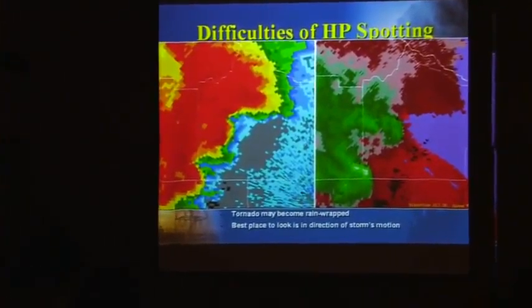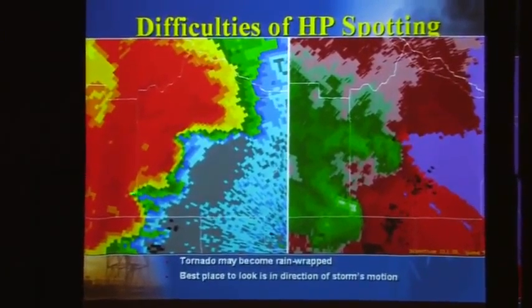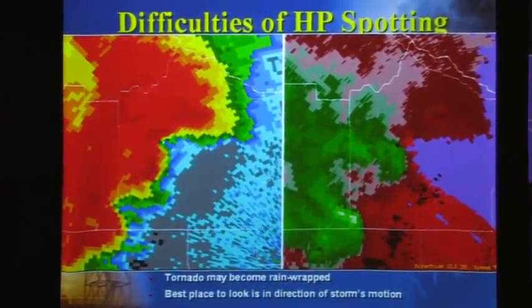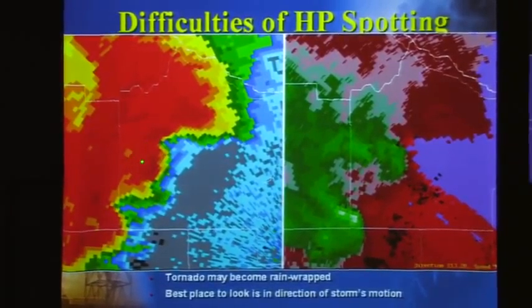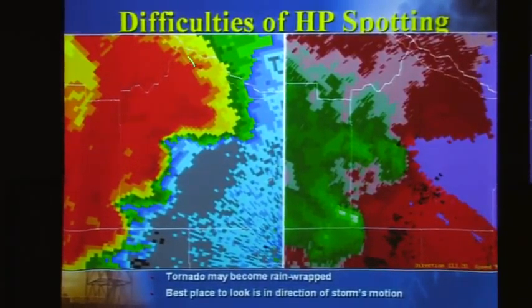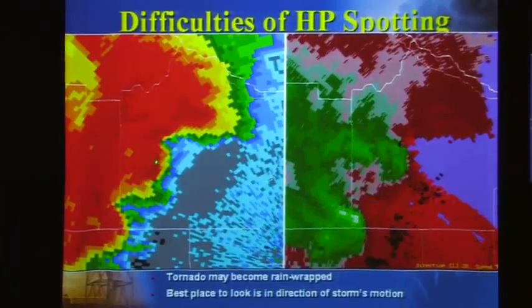Air is flowing in that direction. Same thing back here. Here is an inflow notch. So just to the south of the inflow notch, that's the hook echo. This is the forward flying downdraft of the northern storm. Here's its hook echo back down here.